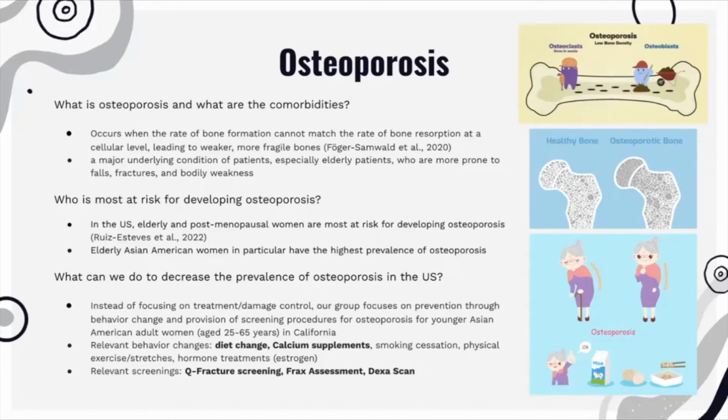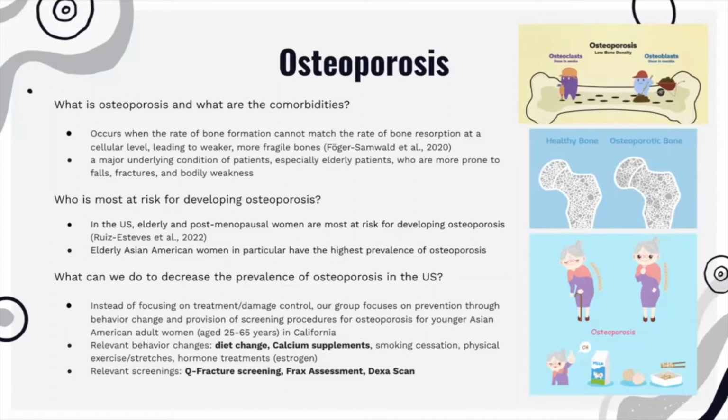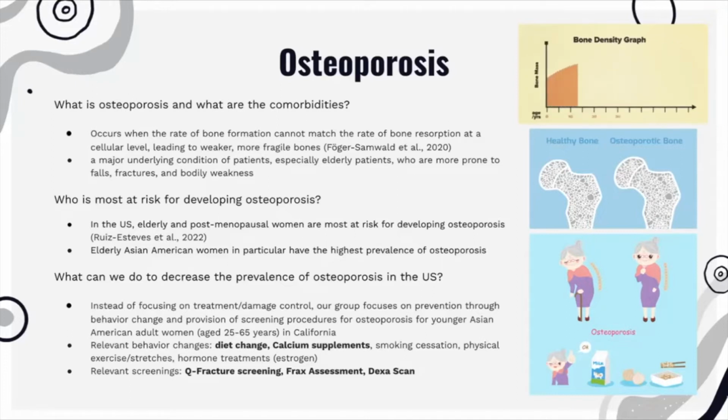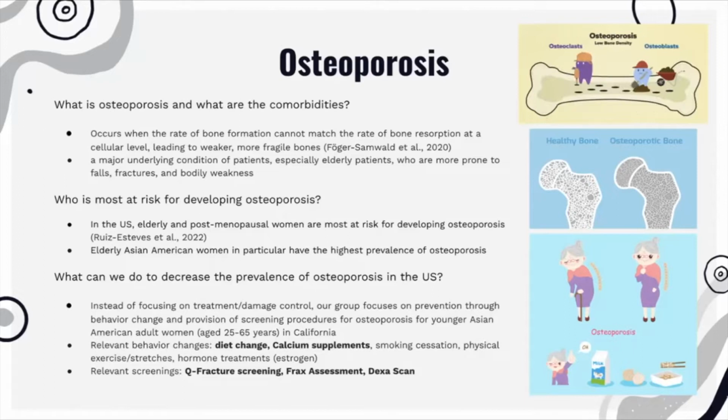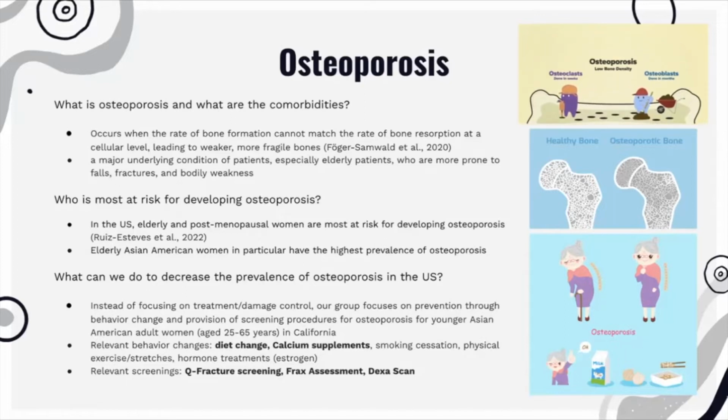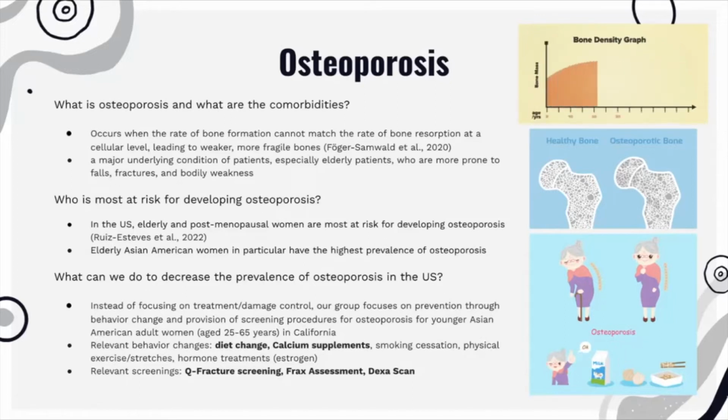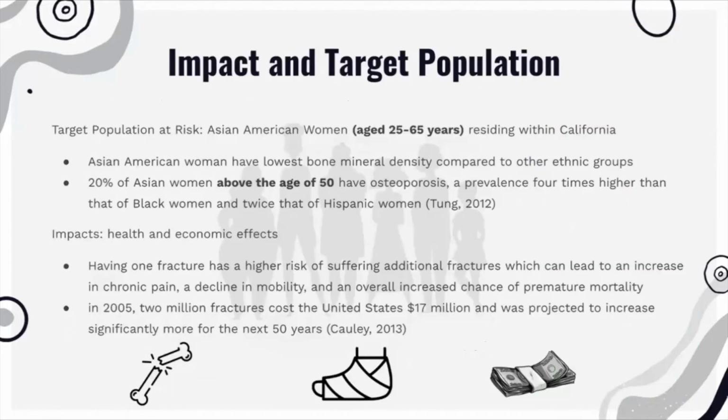Our group would like to focus on decreasing the prevalence of osteoporosis in the US by focusing especially on behavior change and the provision of screening procedures. So that means we'll be focusing on a younger Asian American adult women population in California. The changes we're looking at are in bold below. Our target population is Asian American women from 25 to 65 years of age who reside in California.